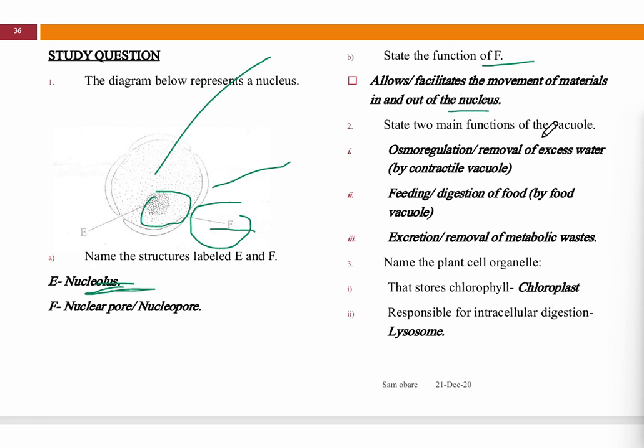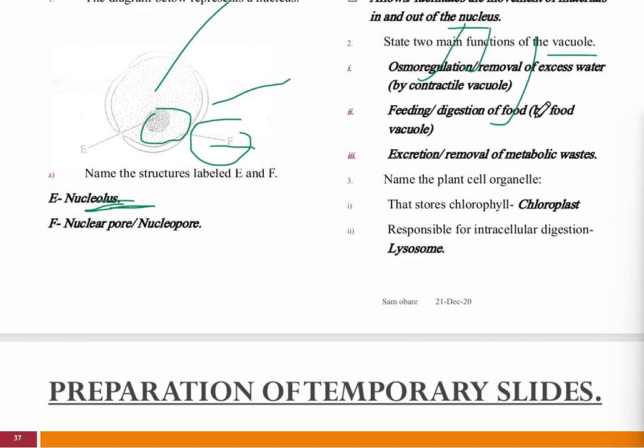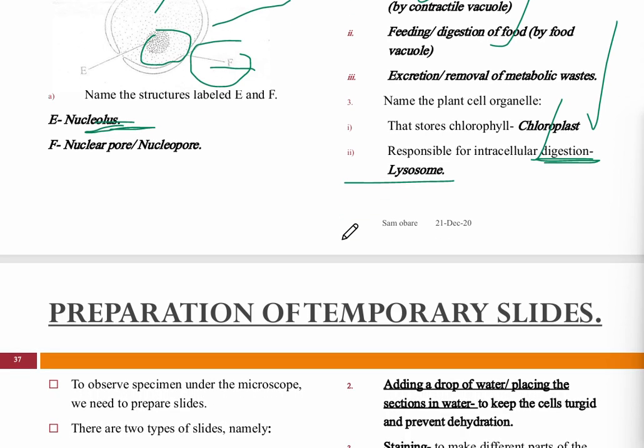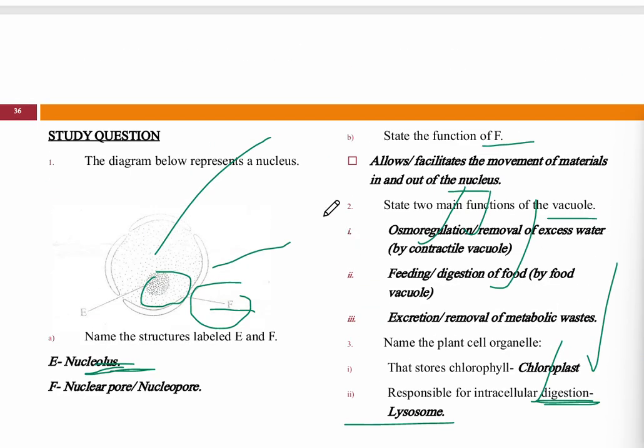The three main functions of the vacuole are osmoregulation, feeding, and excretion. Name the plant cell organelle that stores chlorophyll. That's the chloroplast. Which organelle is responsible for intracellular digestion? If you have anything to do with digestion, that's the lysosome, because it contains lytic enzymes that digest worn out cells and worn out organelles.